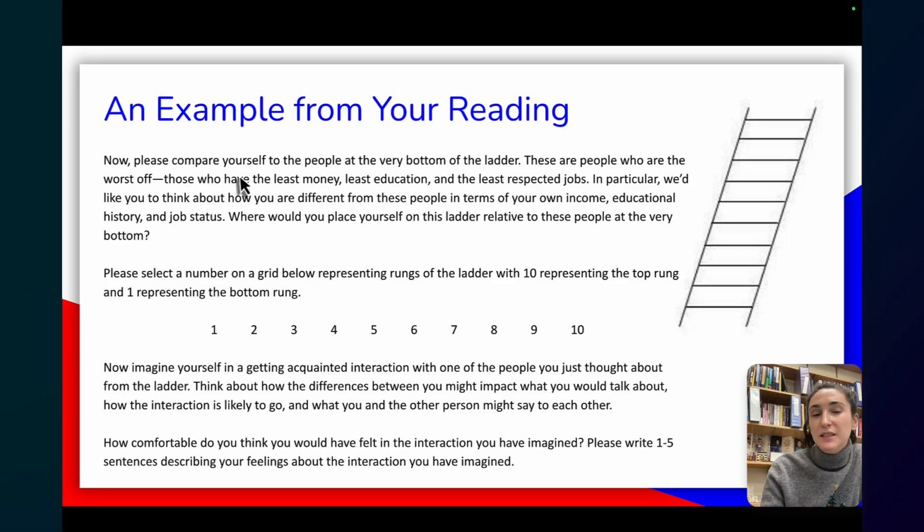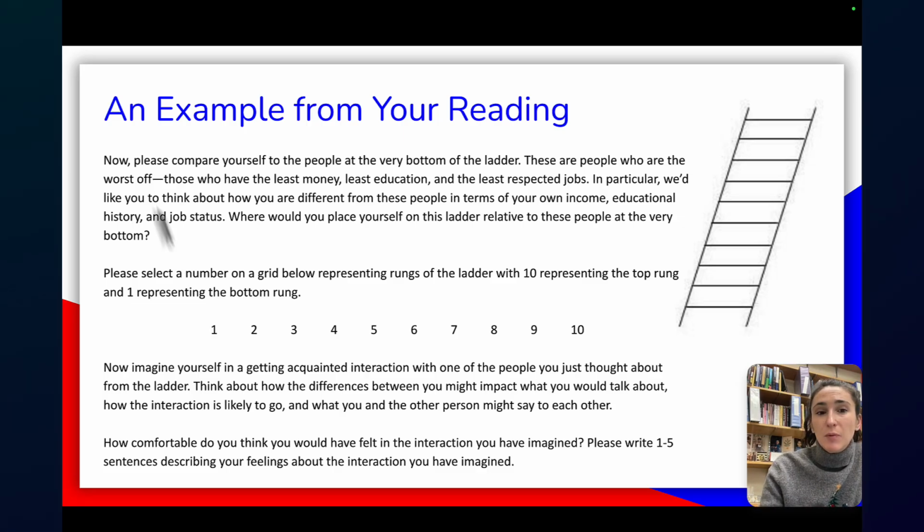So it says, now please compare yourself to the people at the very bottom of the ladder. These are the people who are the worst off. Those who have the least money, least education, and the least respected jobs. In particular, we'd like you to think about how you are different from these people in terms of your own income, educational history, and job status. Where would you place yourself on this ladder relative to these people at the very bottom?